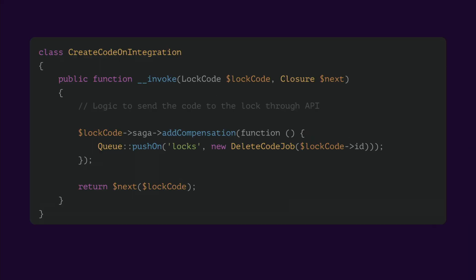So here we're doing the external API call. And then whenever something might go wrong, we add a compensation to it. So we queue a job that will delete the code on the log, for example. So this is where we add that compensation. So in this case, when something goes wrong, we compensate. We will go back to the original state. And we can combine this with a transaction for the database part as well.